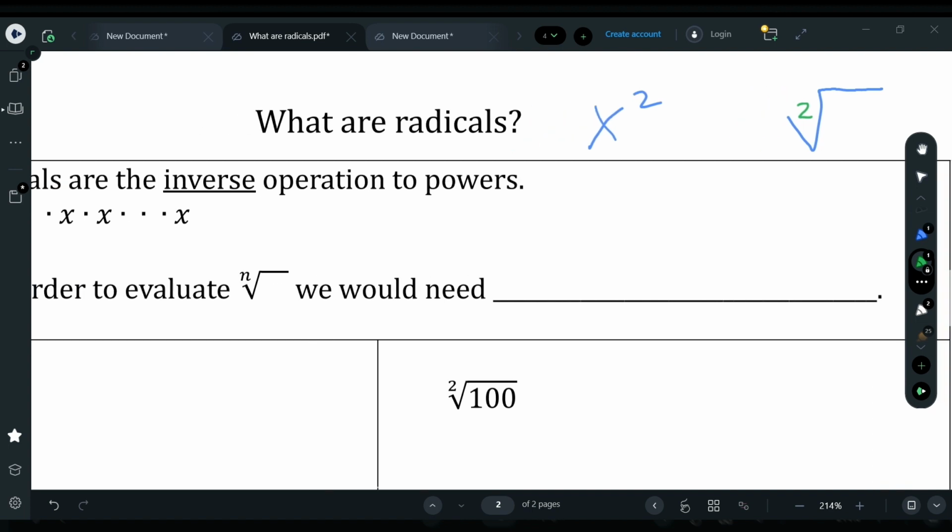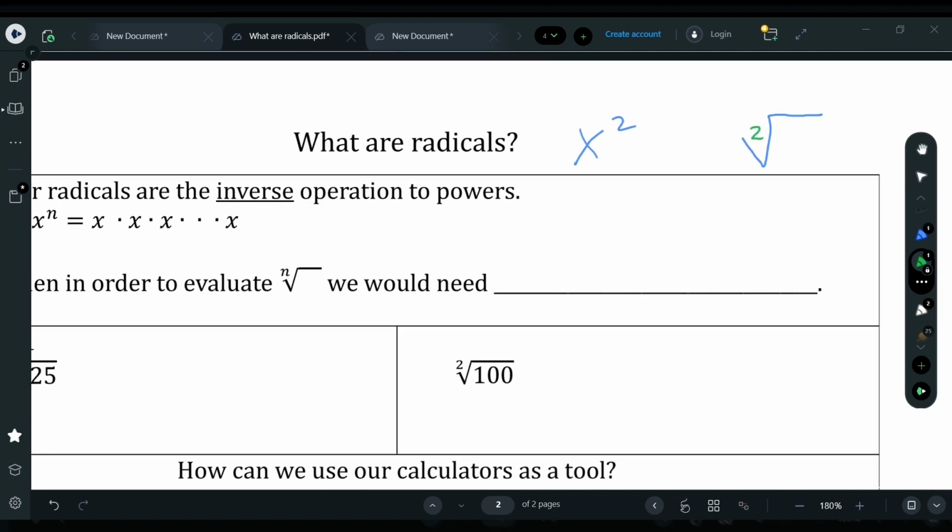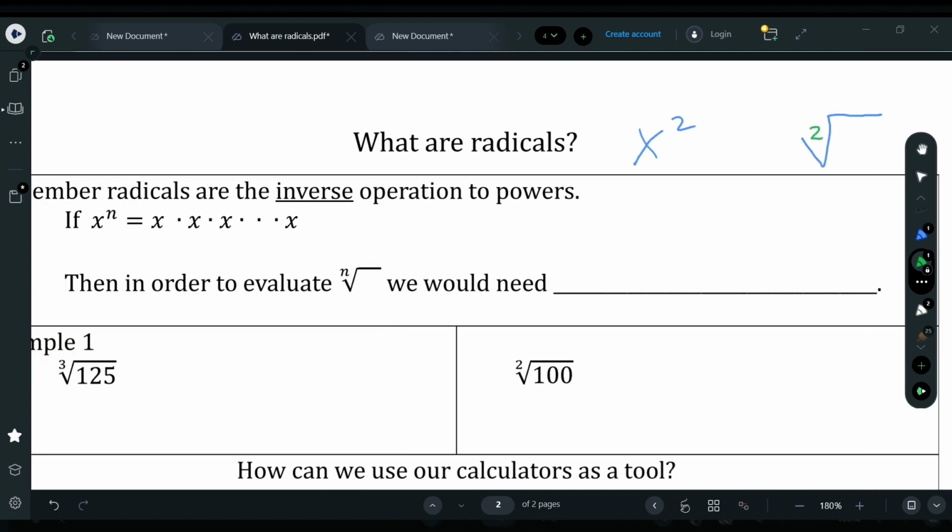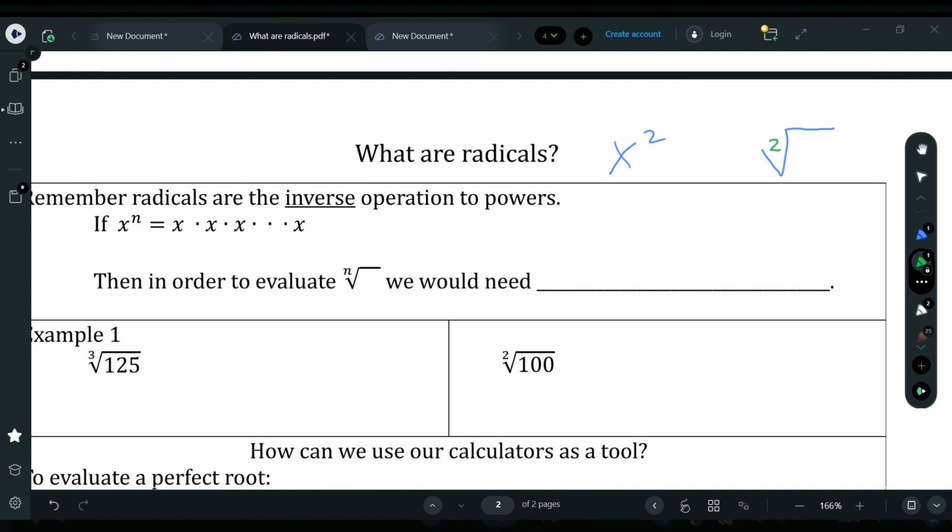And what we're going to be looking at here is radicals that are bigger than just a square root. Just like in our polynomials unit, we looked at exponents that were bigger than 2, now we're going to be looking at roots that are bigger than 2. That's kind of the gist of what we're doing.